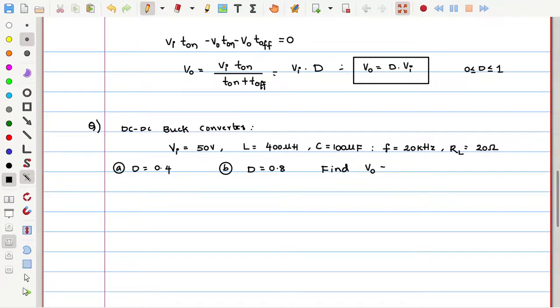V naught. How much is the output voltage? First, everything is given straight away, so there are no very difficult things here. The output voltage for a buck converter is duty ratio times the input voltage, directly. So for A, V naught is equal to 0.4 into 50. For B, V naught is equal to 0.8 times 50. How much are these values? Just calculate and tell me.